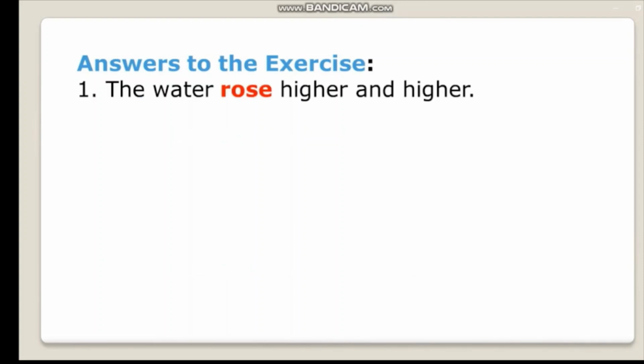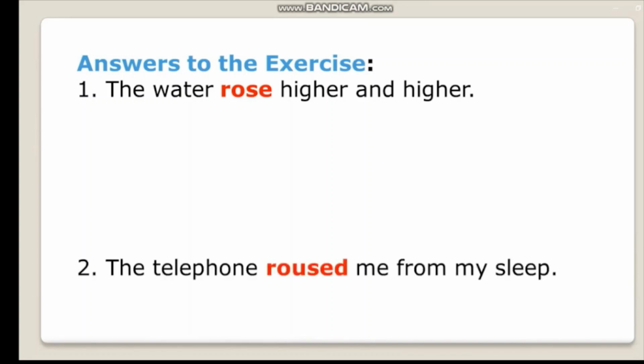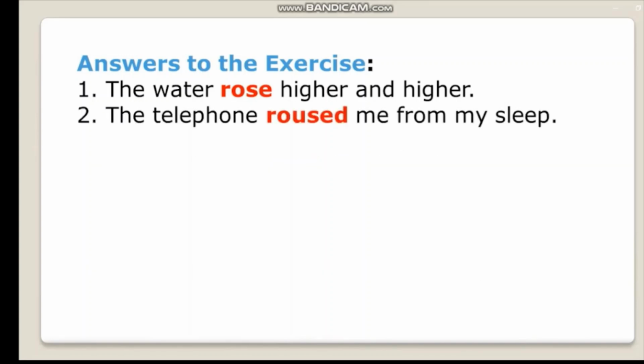Answer to the exercise. The water rose higher and higher, from downward to upward movement. पानी नीचे से ऊपर होता गया. उसकी सतह जो पानी की है वो नीचे से ऊपर होती है जब. It rose higher and higher.